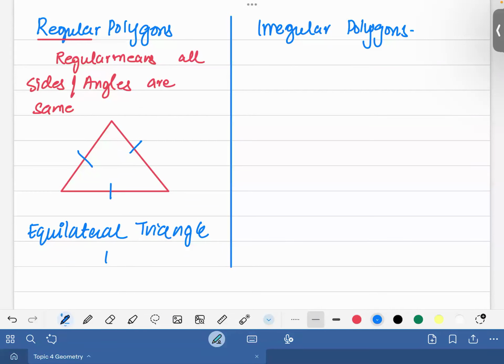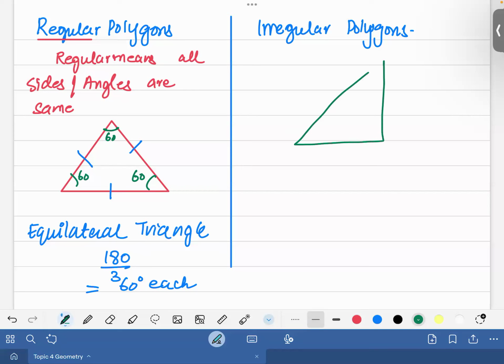So we know that the total angle is 180. So 180 divided by 3 would be 60 degrees each. This angle is 60 degrees, this angle is also 60 degrees, and this angle is also 60 degrees. When a triangle does not have all sides the same, or all angles are different, or even one of the angles is different, that triangle is not a regular polygon. So you can see one thing. I'm going to draw two cases here. Ramin, can you hear me, beta? This is a right angle triangle and this is an isosceles right angle triangle because two sides are also the same.